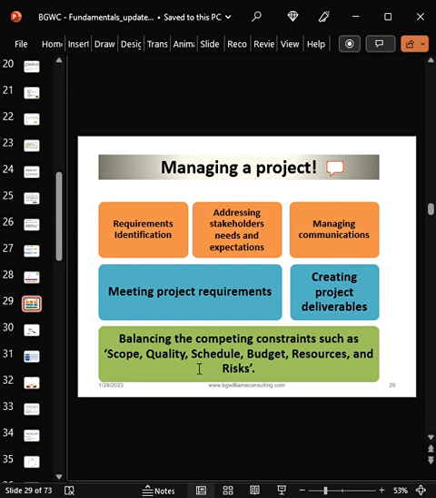All right, Mr. Iberi. All right, you draw a triangle with the three edges. At the top edge, you write scope. Okay. Then at the other edge, you write cost.